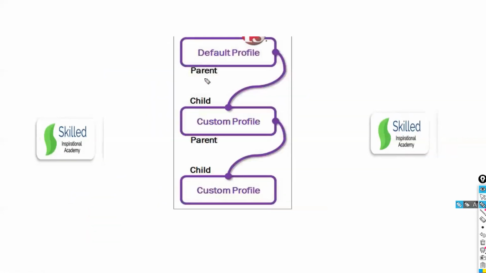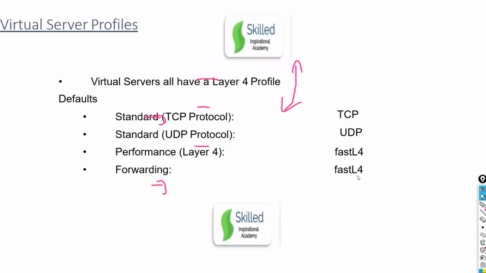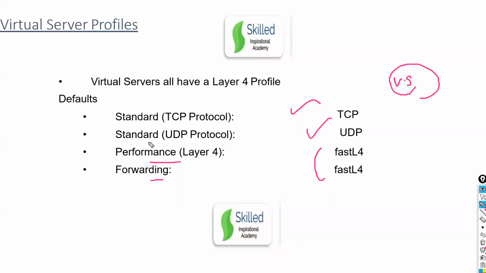So see, I have a parent profile. I will create one custom and I want to inherit some properties from that. Another child profile can be a parent for this profile also. So that is how the hierarchy works. Your virtual server can have a TCP profile, UDP, or we will talk about performance. When we talk about types of virtual server, there is a performance layer and forwarding virtual server also, where you use this fast L4. It also increases your performance.